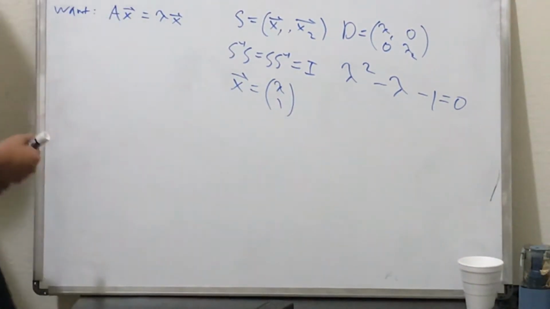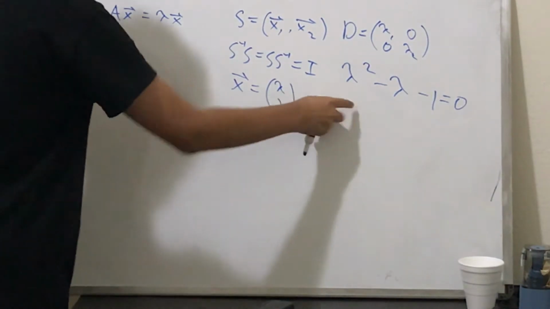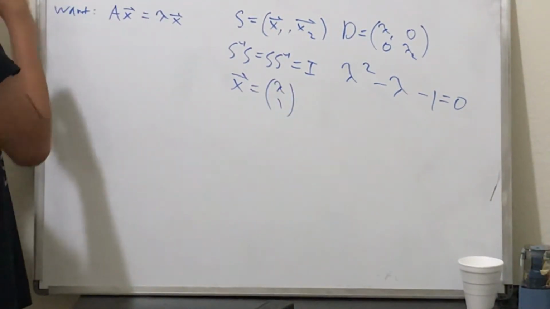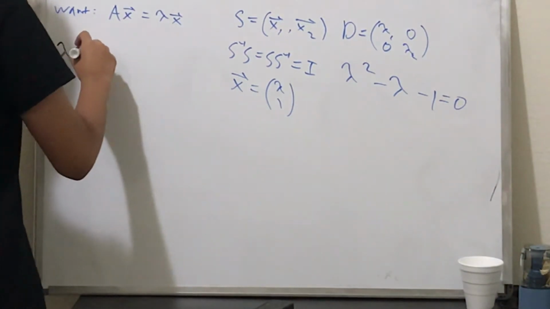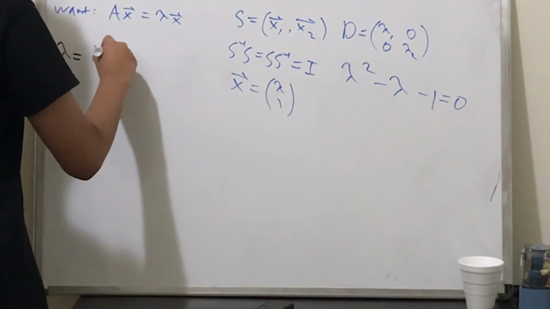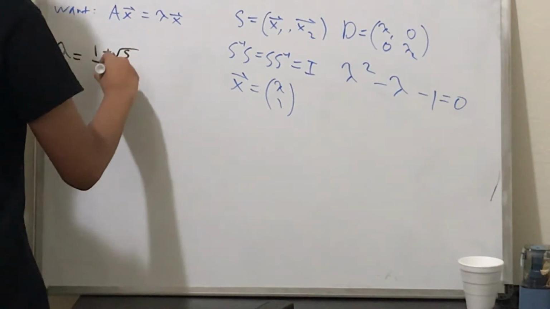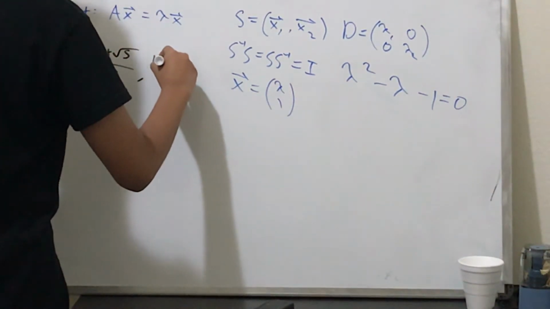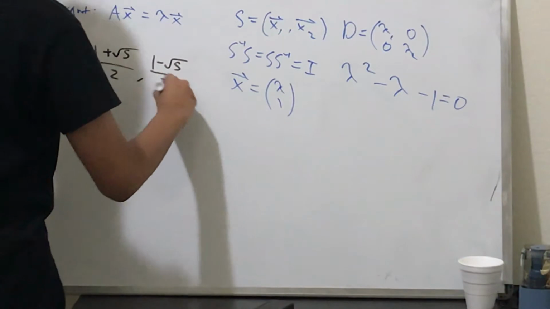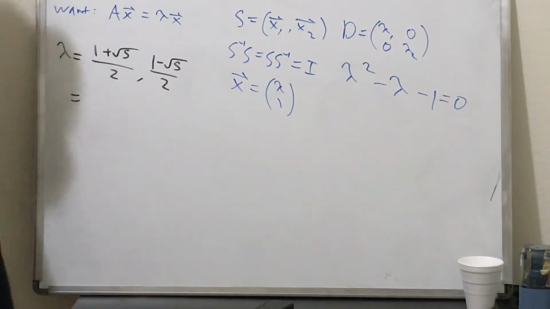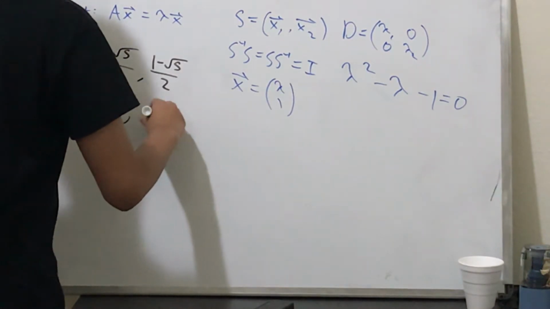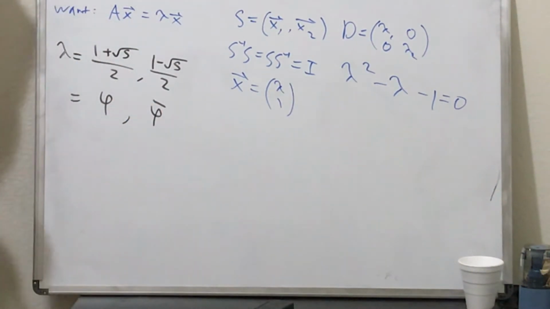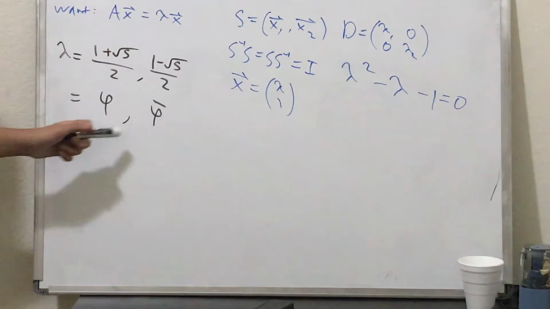If we go ahead and plug this into the quadratic formula, we see that lambda is equal to (1 plus the square root of 5) over 2, and (1 minus the square root of 5) over 2, okay? And these are actually some important constants in mathematics. This one is the golden ratio, and this one is the conjugate, so I'll just call that phi bar, okay? So we have phi and phi bar as lambda.